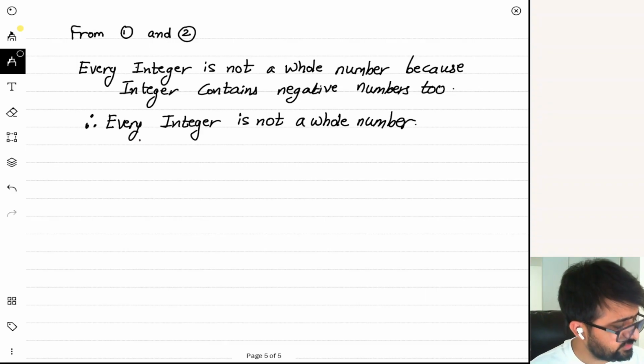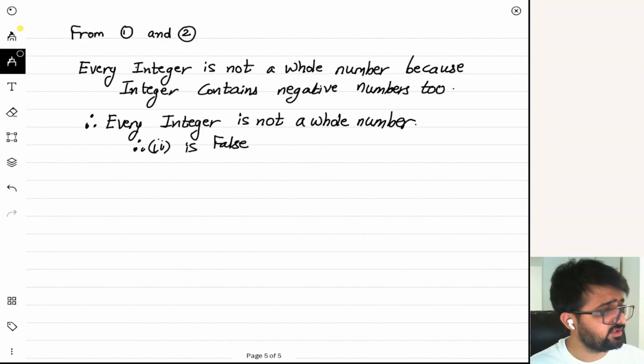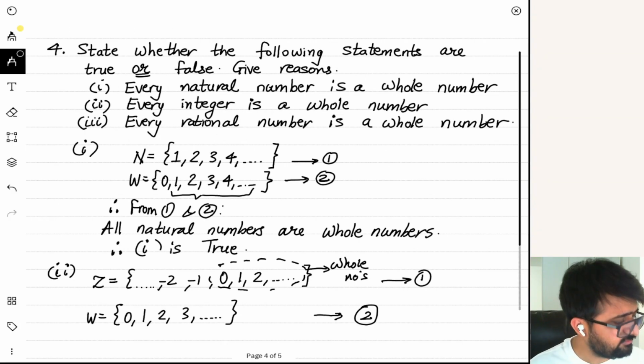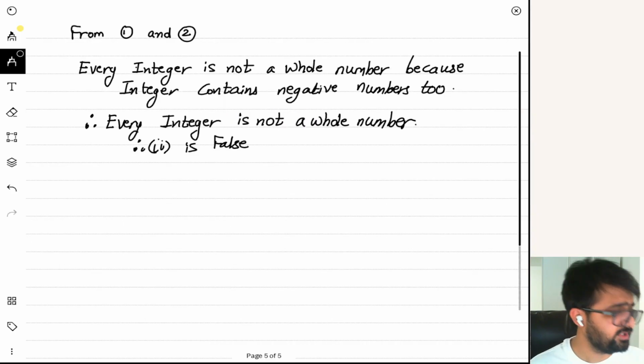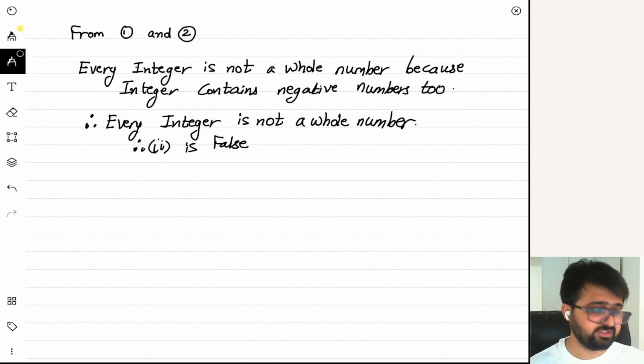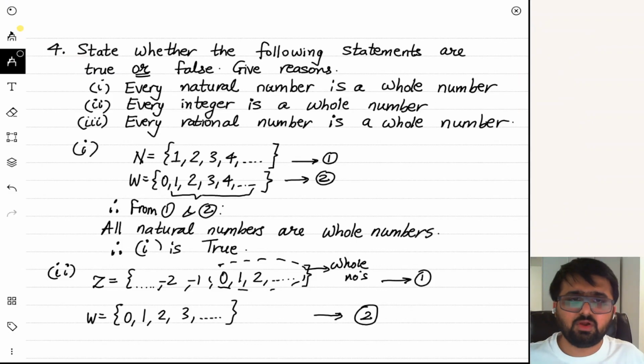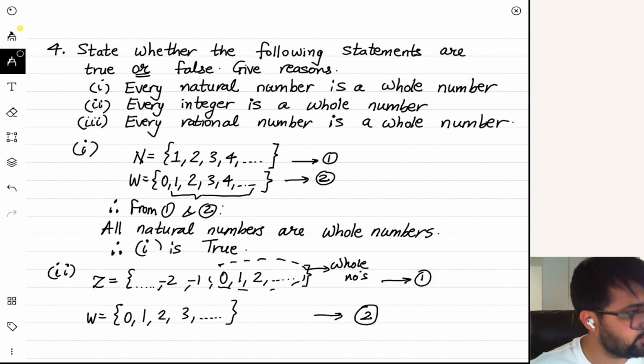Therefore, statement 2 is false, because in statement number 2, they say every integer is a whole number, but that's not the case. Every integer, we found out, is not a whole number, because integer does contain the negative part of the numbers as well. So statement 2 is false. All right, now let's move on to question number 3.